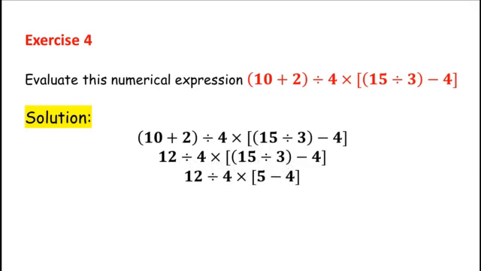Then, do the operation inside the bracket. 5 minus 4 is 1. Bring down the remaining part of the expression. Then, multiply and divide in order from left to right. 12 divided by 4 is 3. 3 times 1 is 3.